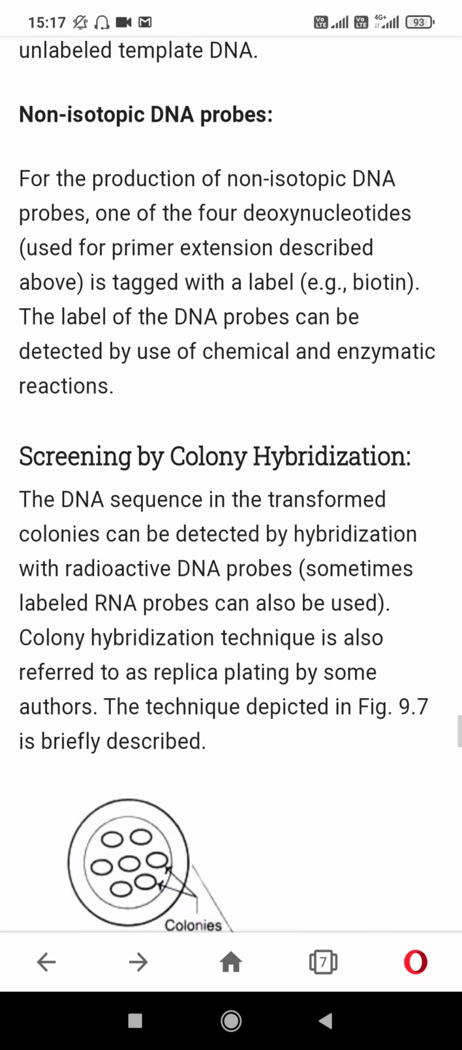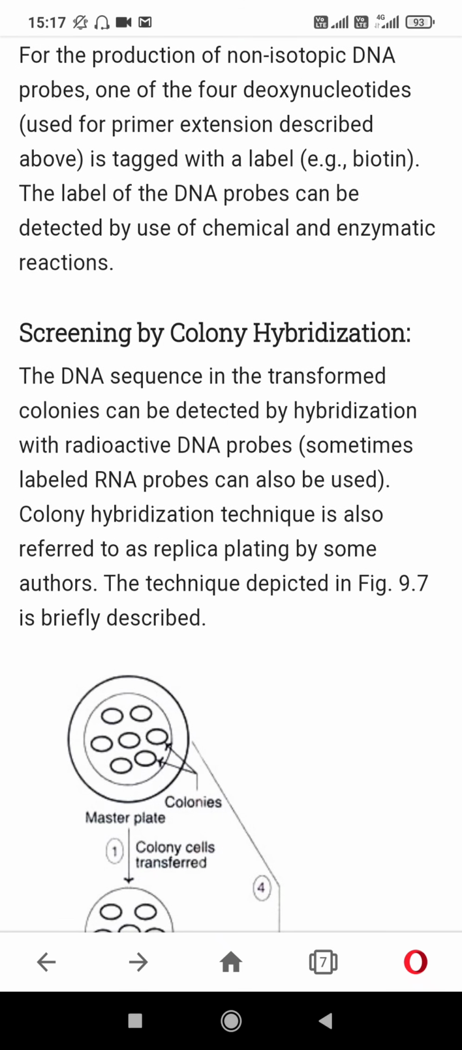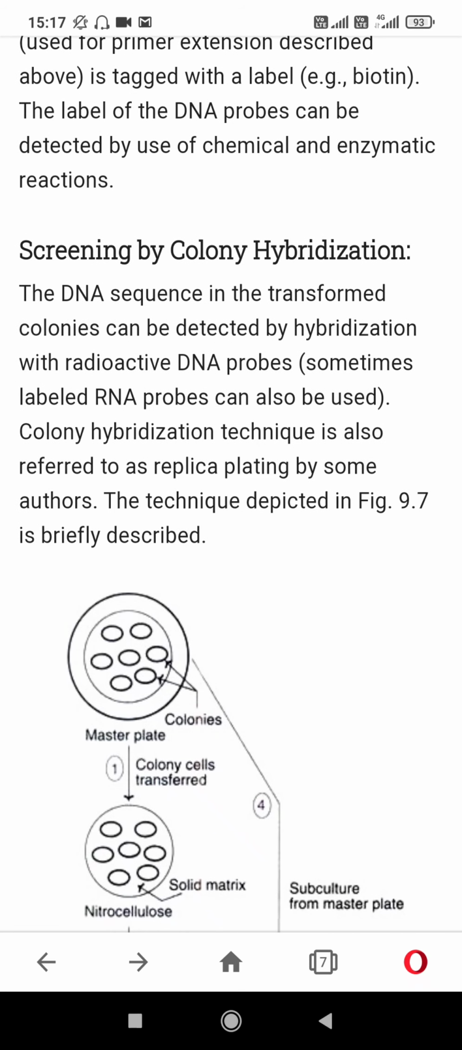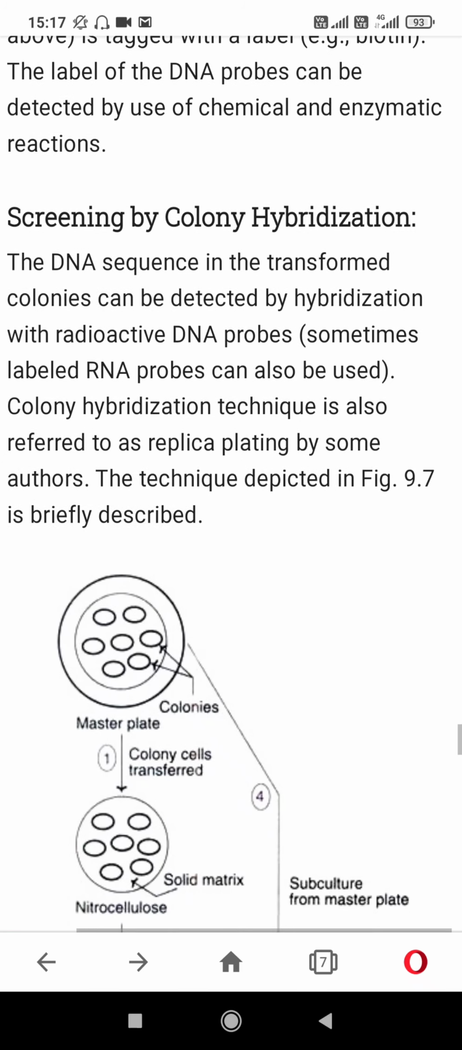Next is screening by colony hybridization. So the above was how to make a probe, and we have discussed one of the screening strategies, that was DNA hybridization. The next is colony hybridization. The DNA sequence in the transformed colonies, that means those colonies where the cells have been transformed by your vector containing your DNA of interest, can be detected by hybridization with a radioactive DNA probe. Sometimes labeled RNA probes can also be used.